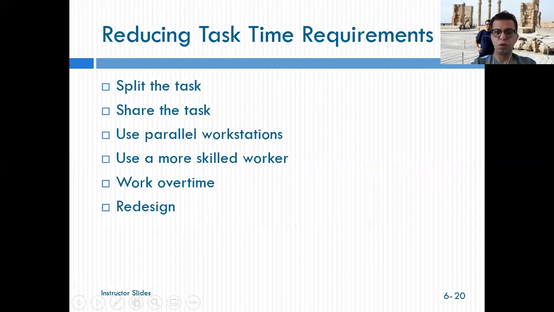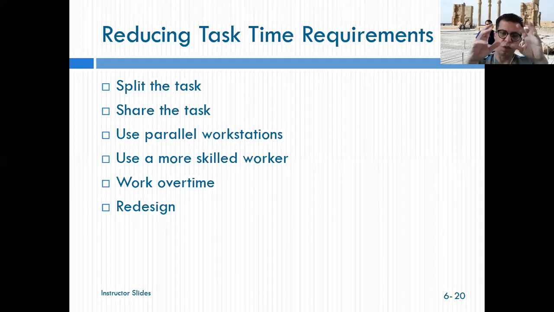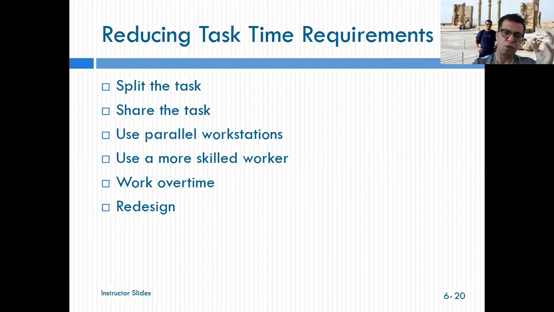Now, to reduce the task time requirement, there are different options we can work on. One is we can split the task. The second, we can share the task. We can use parallel workstations, and I will show you the shapes and how they look. We can use more skilled, more efficient workers, so they don't need to move the task from one station to another and can do it all in one. And we can probably work overtime or redesign the workflow itself. So these are the options for reducing task time.